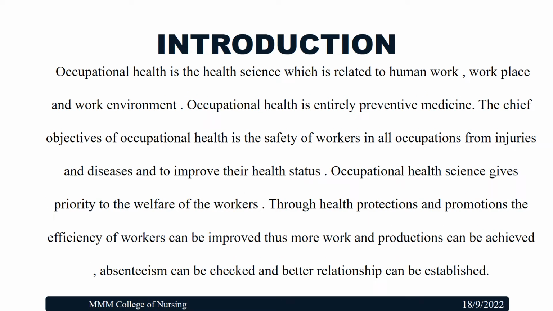Occupational health is the health science which is related to human work, workplace and work environment. Occupational health is entirely preventive medicine. The chief objectives of occupational health are the safety of workers in all occupations from injuries and diseases and to improve their health status. Occupational health science gives priority to the welfare of the workers. Through health protection and promotion, the efficiency of workers can be improved, thus more work and production can be achieved, absenteeism can be checked and better relationships can be established.